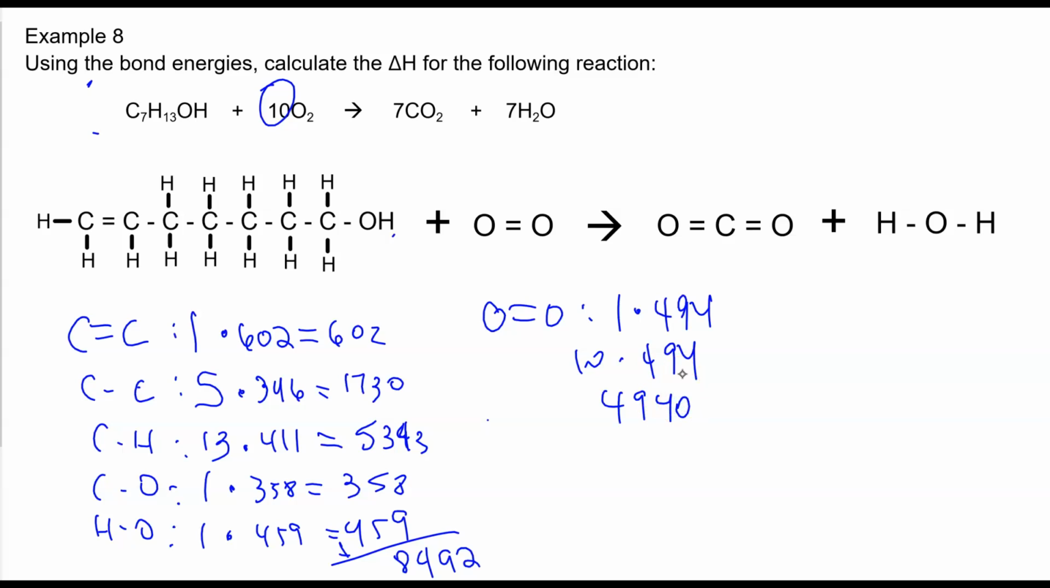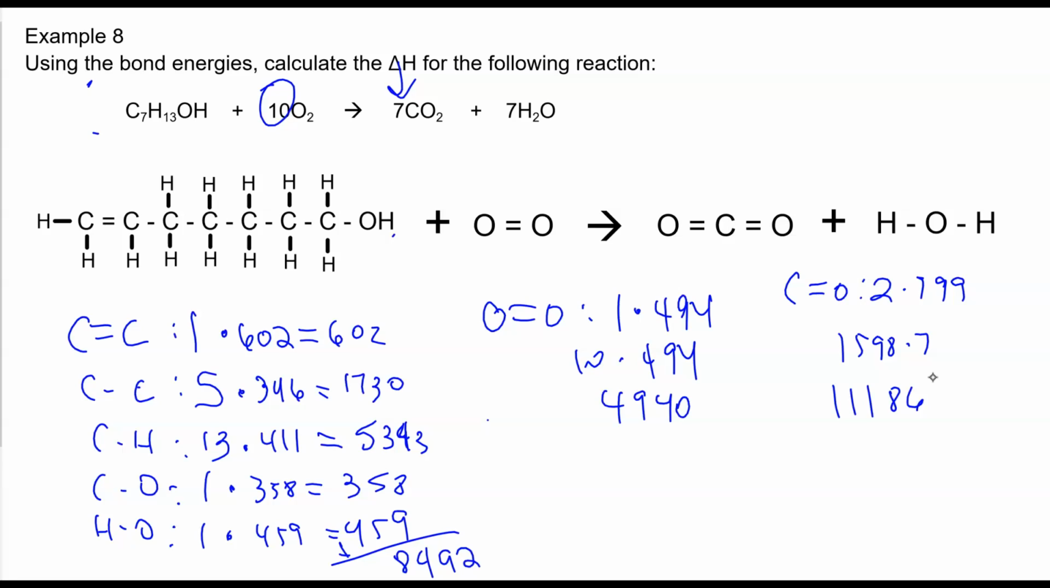Okay. Going on to this next piece. Here I see that I have carbon double bonded oxygens, and I have 2 in the structure. That's going to be a value of 799, so that is 1598. But this multiplier, or coefficient, means I have to multiply that by 7. When I do that, I get 11186.